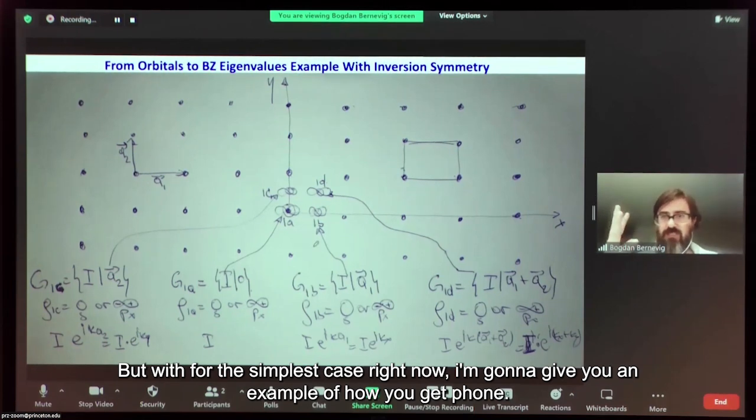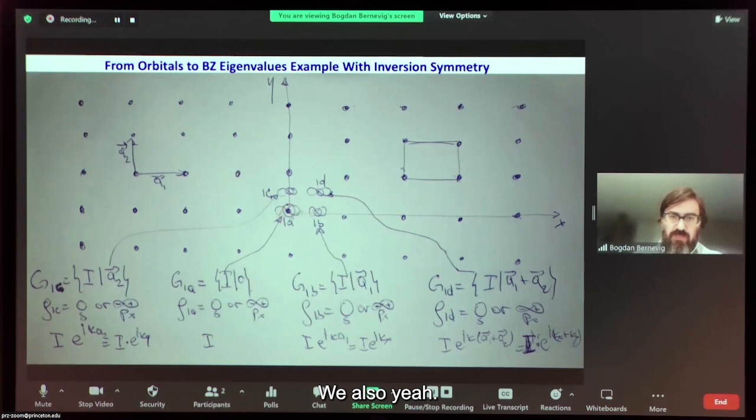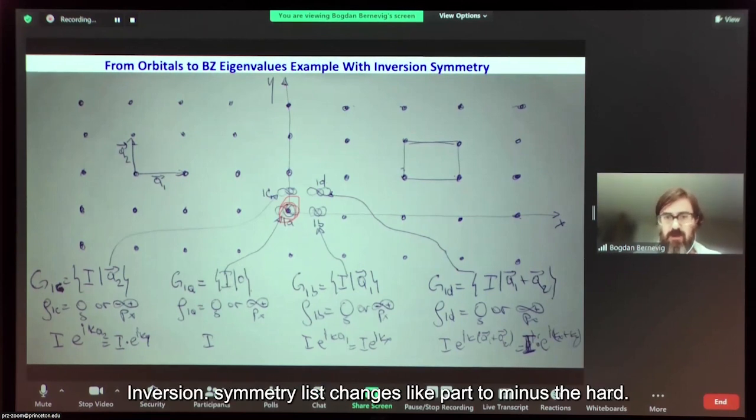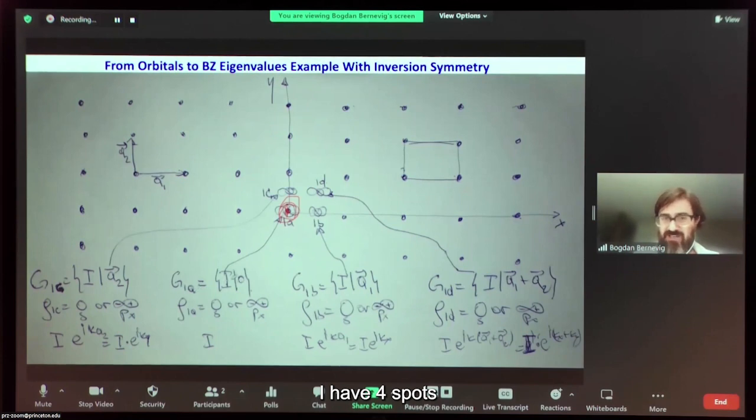So it turns out I have 4 spots in the unit cell that are special. And these 4 spots are special in real space because they remain invariant under a transformation. So, for example, the origin of the unit cell is special, right? Because it remains invariant under inversion. And I can ask what kind of orbitals can I put here, and the orbitals I can put here have to be representations of inversion.